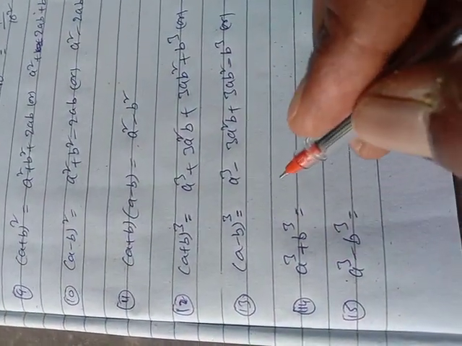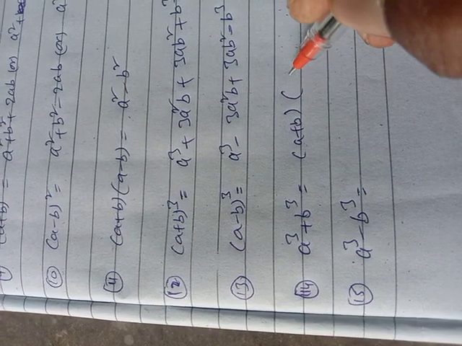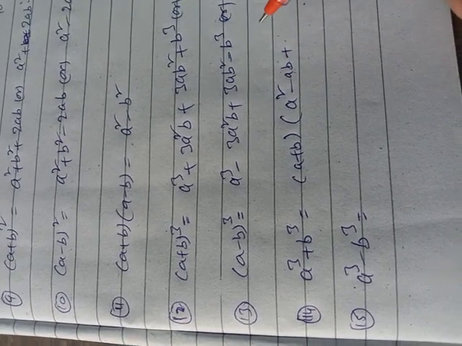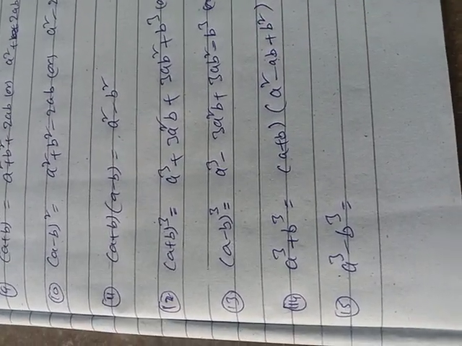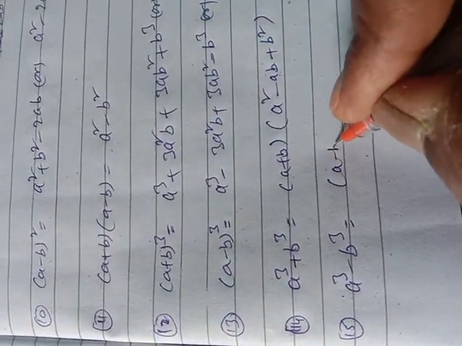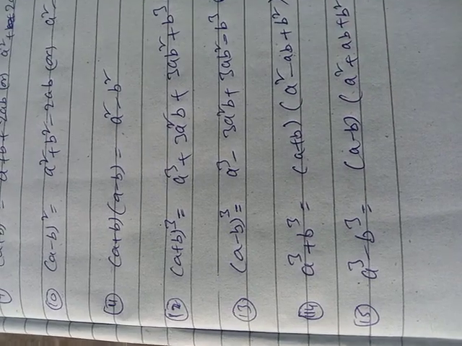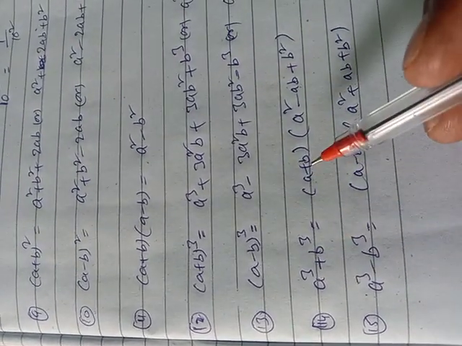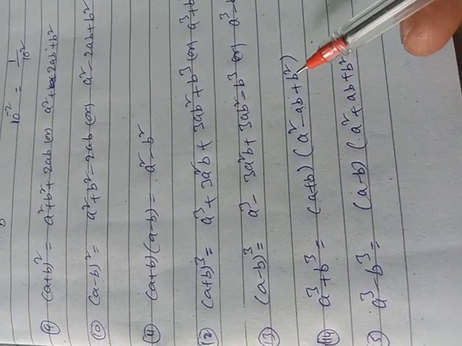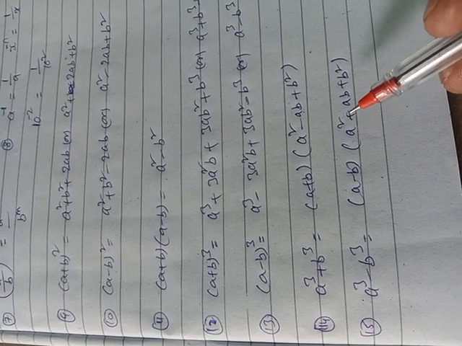a cube plus b cube equal to a plus b bracket a square minus ab plus b square, bracket close. a cube minus b cube equal to a minus b into a square plus ab plus b square. a cube plus b cube equal to a plus b into a square minus ab plus b square, close the bracket. a cube minus b cube equal to a minus b into a square plus ab plus b square.